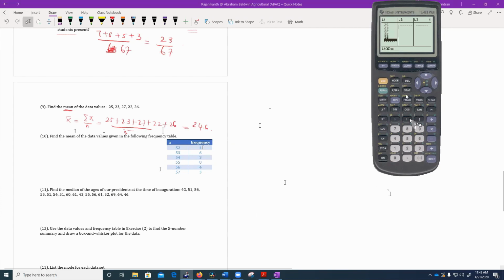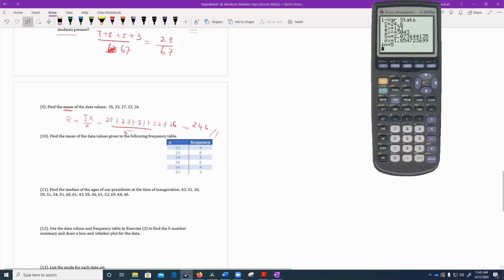That's it. Then go to stat again, and now the second option, calculation. Then number 1, 1-Var Stats. So go to 1-Var Stats, and it will give you the answer. Enter. Now you see x bar. This is my mean, 24.6. We got that answer, right?